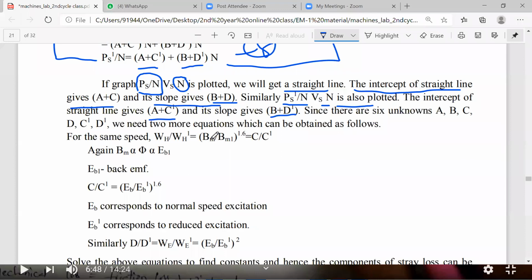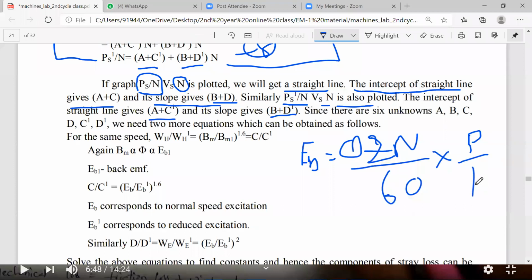So this B maximum value depends upon the proportionality constant C. C by C dash, the new value of C and old C. Bm by Bm1. So Bm is proportional to flux. Flux is proportional to back EMF. You know that. In case of a DC motor, back EMF equals pi Zn by 60 into P by A.